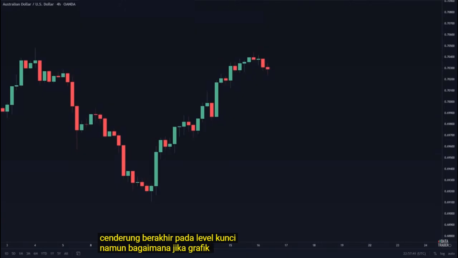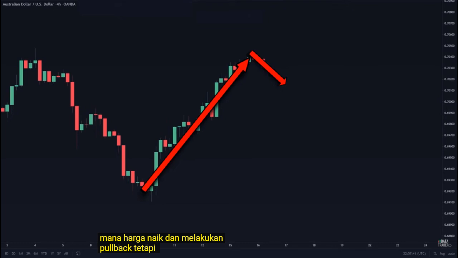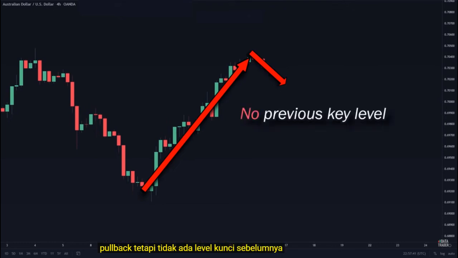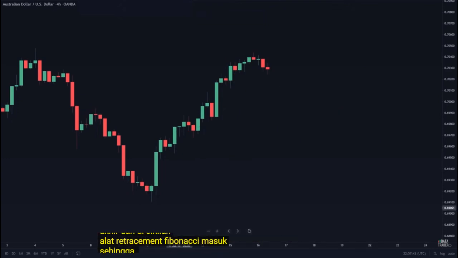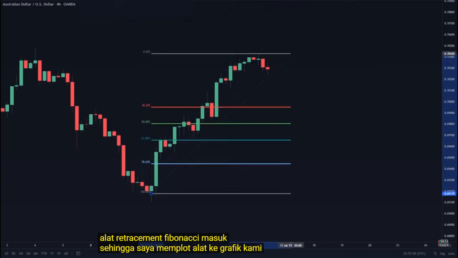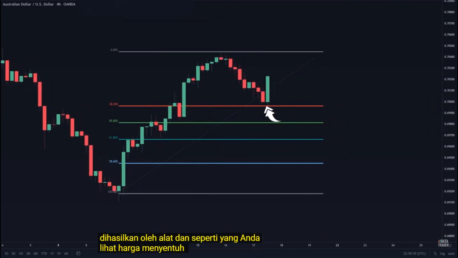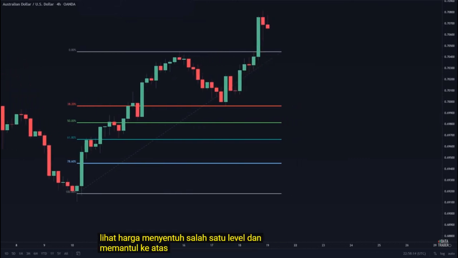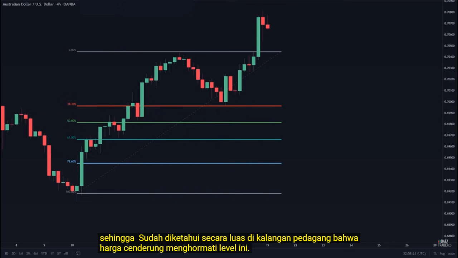However, what if the chart looks like this instead, where the price went up and made a pullback, but there are no previous key levels? How do we know when this pullback will end? And this is where the Fibonacci retracement tool comes in. As I plot the tool onto our chart, notice that we now have these Fibonacci-based key levels generated by the tool. And as you can see, the price hits one of the levels and bounced upwards. So it's widely known among traders that price tends to respect these levels.